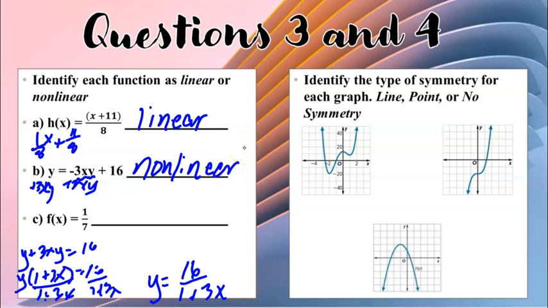And letter C, f of x equaling 1/7. This is a constant. y is always going to be 1/7. So this would be a horizontal line. So this would be linear.